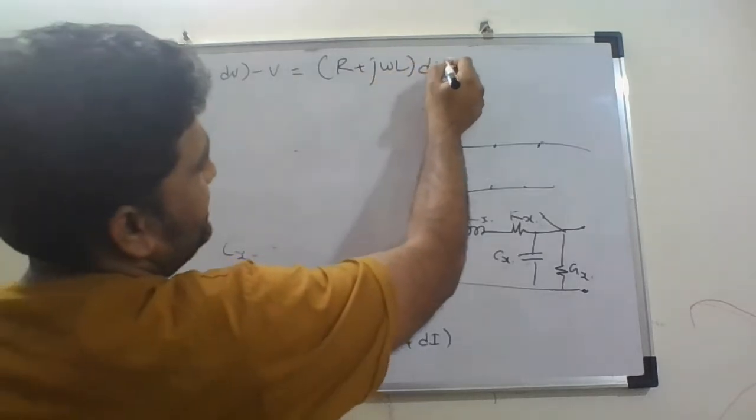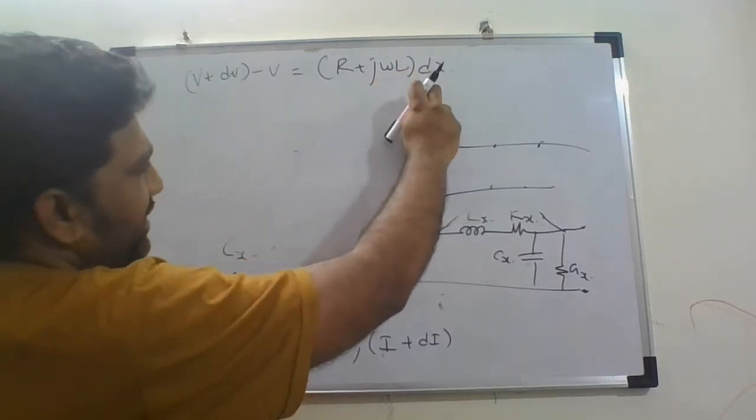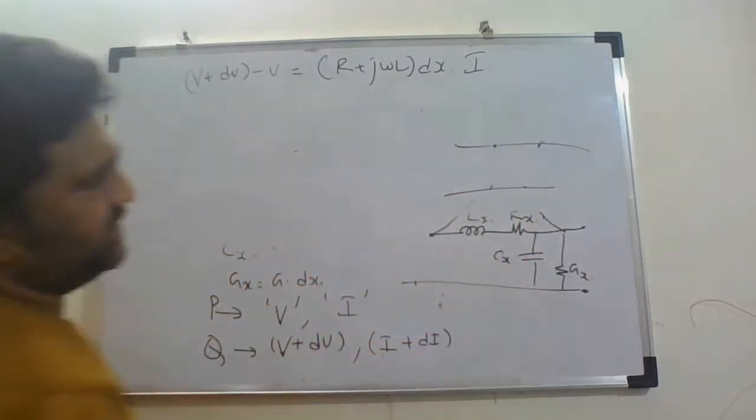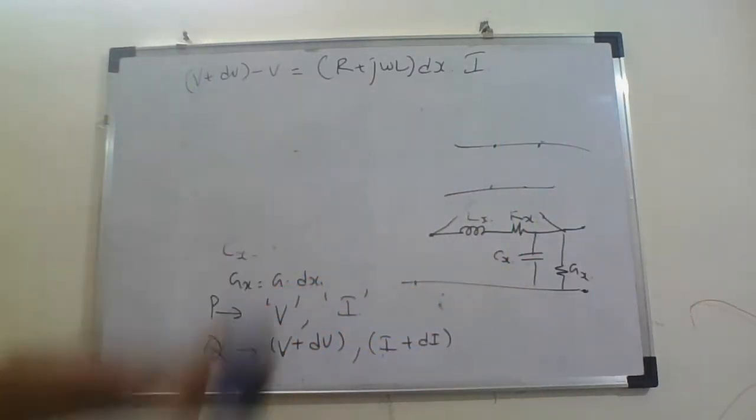So we need dx. So these two quantities should be multiplied with the element dx, into the current that is there. So this is the expression for the change in voltage.